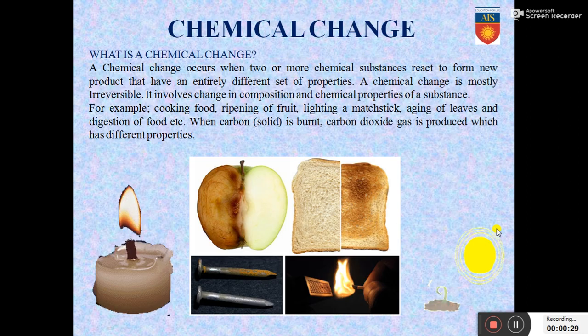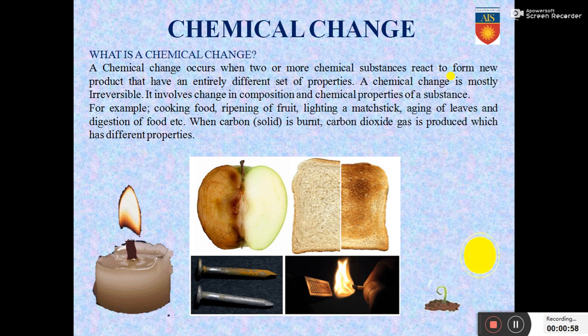First question that will arise in our mind is, what are chemical changes? What is a chemical change? A chemical change occurs when two or more chemical substances react to form new product which have an entirely different set of properties. A chemical change is mostly irreversible. It involves change in composition and chemical properties of a substance.